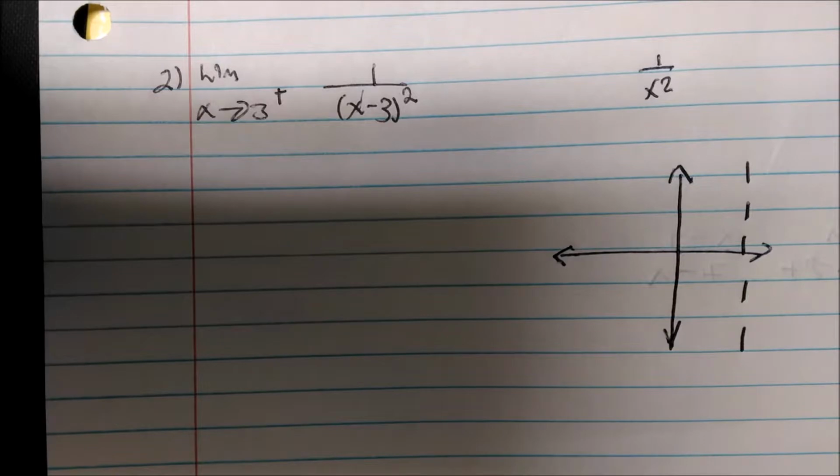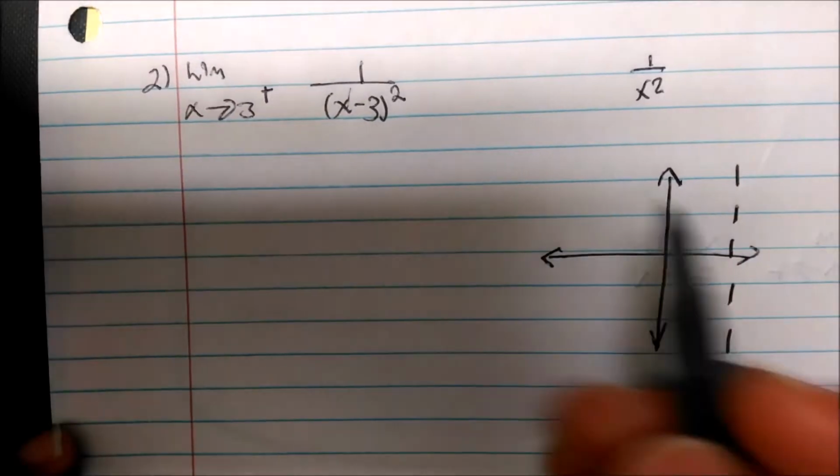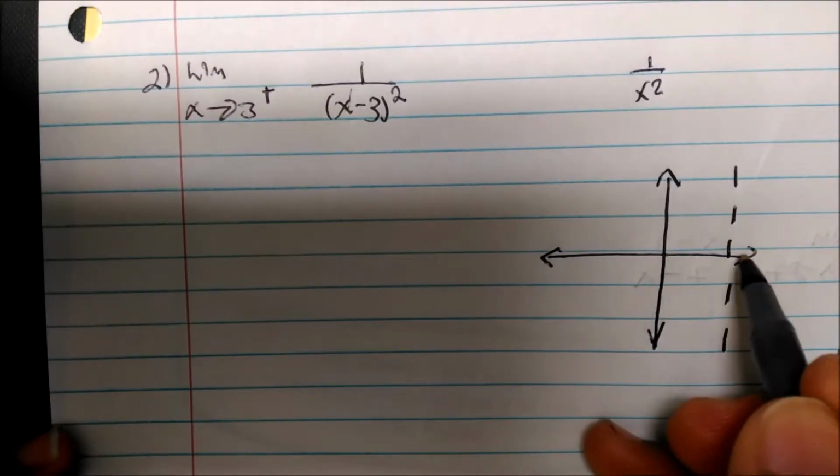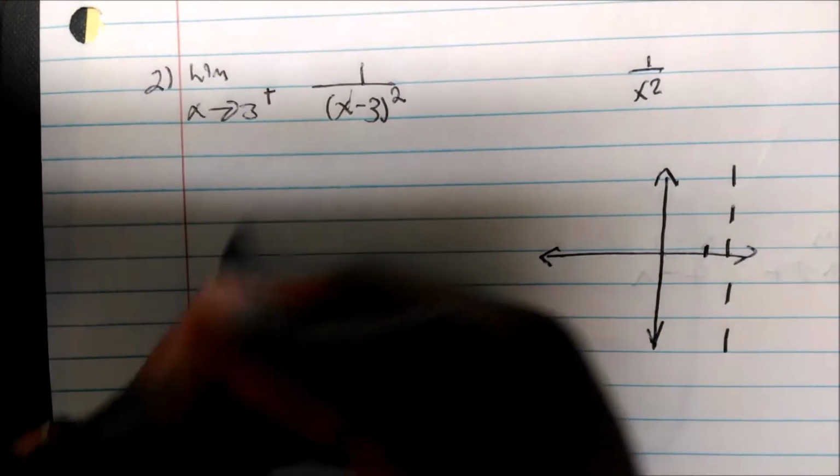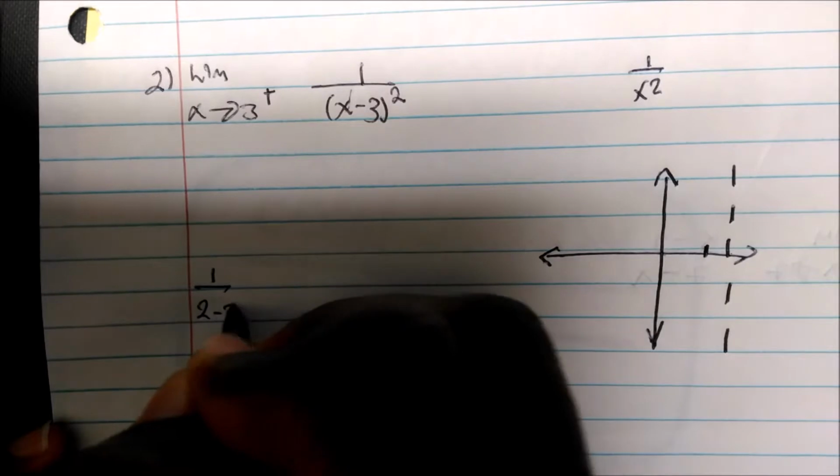Right, so let's plug in some numbers. So this is 3, so I could plug in 2, which would be over here. Right, so 1 over 2 minus 3 squared.